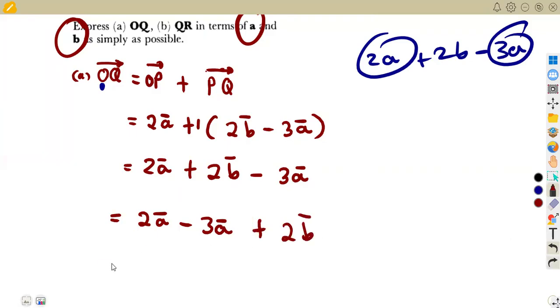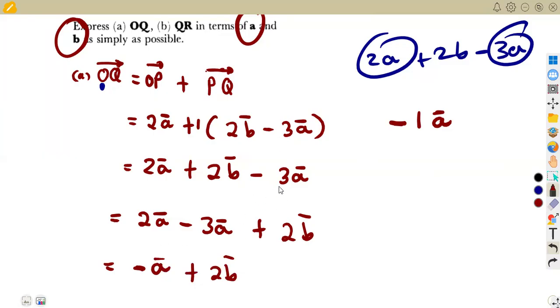So we can subtract the coefficients, 2 minus 3, which is minus 1. So you're supposed to write minus 1 vector A like this. But minus 1 vector A is the same as minus A, plus 2 vector B. So that is how we are supposed to have attempted this question.